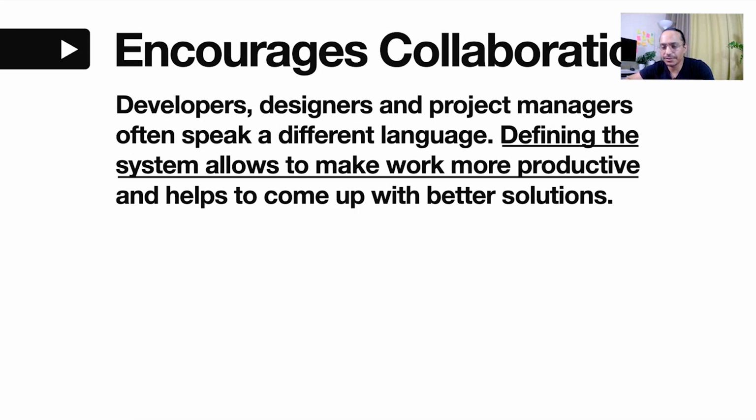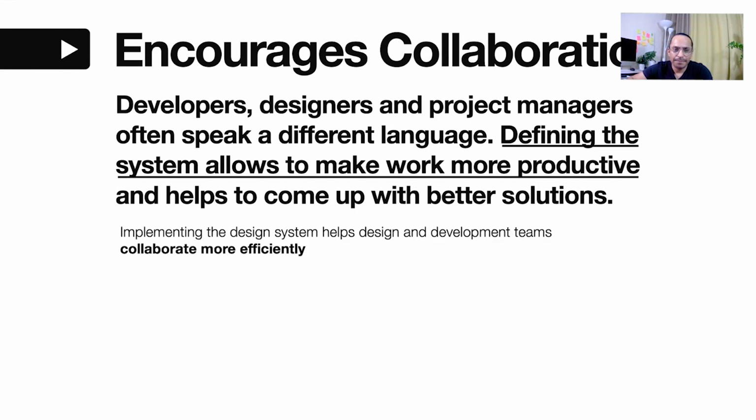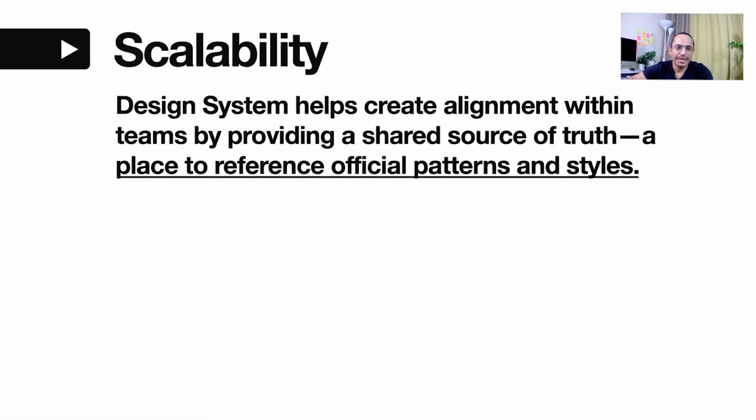Like when they are not working together, or when there is no central system to define how it should be done, they face a lot of problems. But once they have the design system, they don't discuss these basic things anymore. Then the discussion is about other things, like how to improve the experience. That is why it encourages collaboration. Implementing the design system helps design and development teams collaborate more effectively, or efficiently.